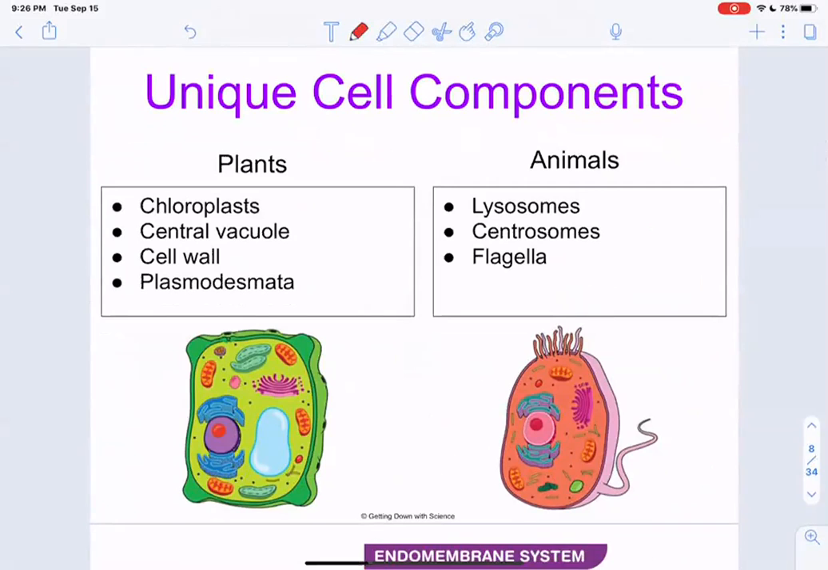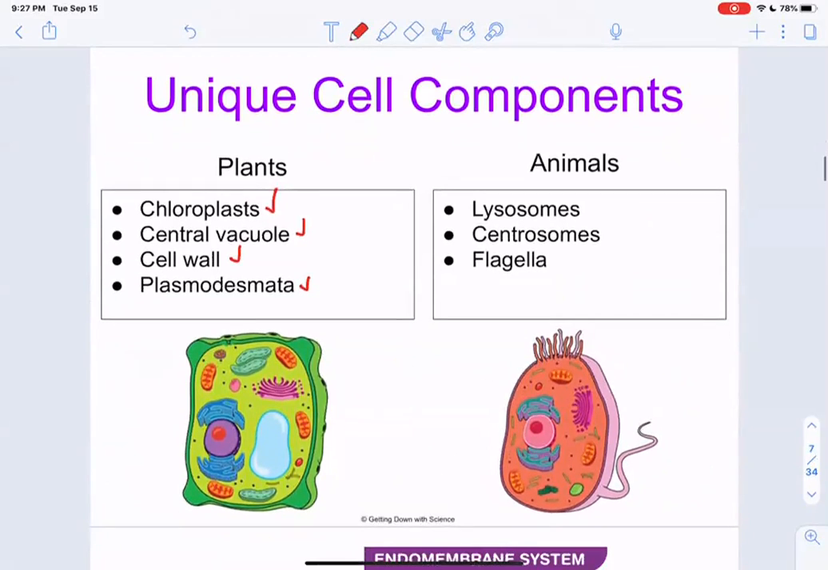And so in plants, we're going to have chloroplast, the central vacuole, the cell wall, and the plasmodesmata. We will go over these in either this week's class or next week's class. So don't worry about having these terms memorized right now, like this specific slide. If we mention it this week, then it's important. If it's not mentioned this week, it will be mentioned next week. And then animal cells, you're going to have lysosomes, centrosomes, and flagella.